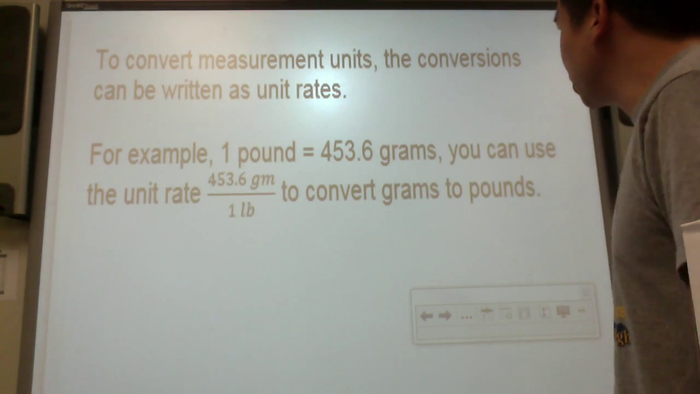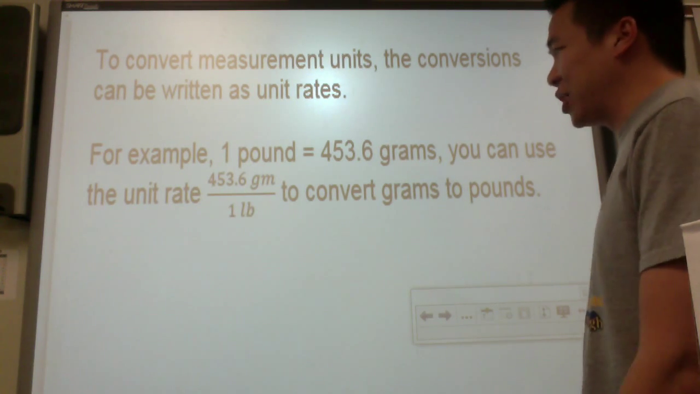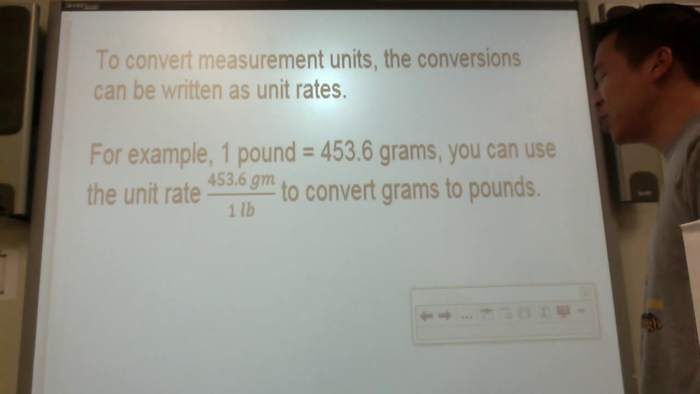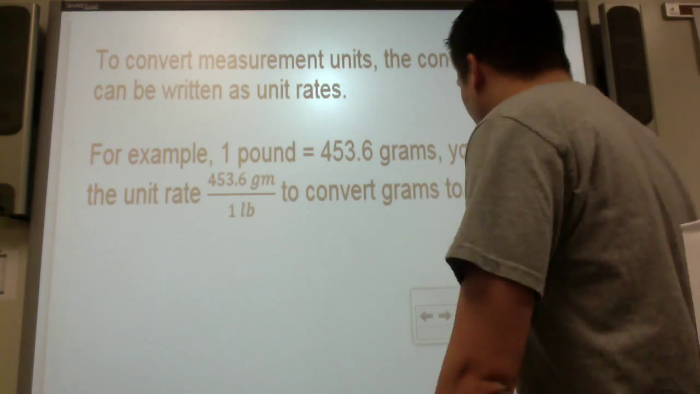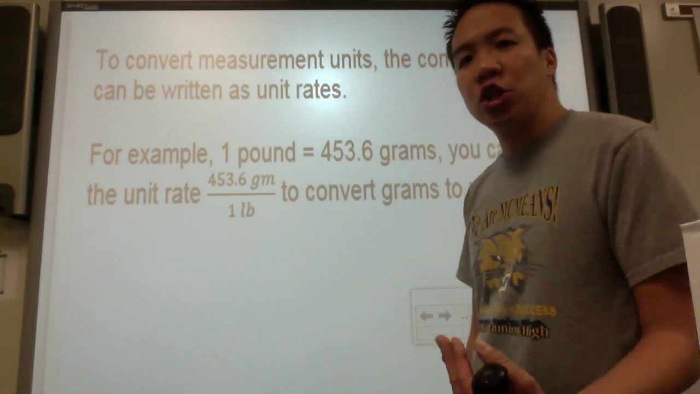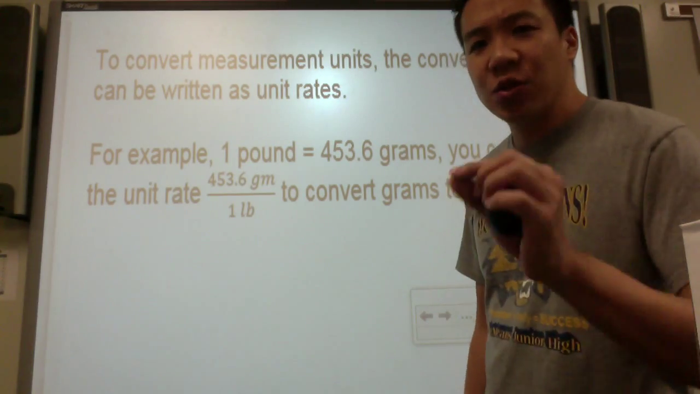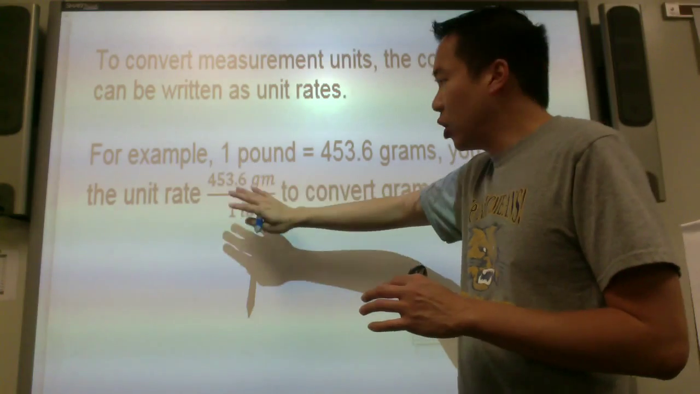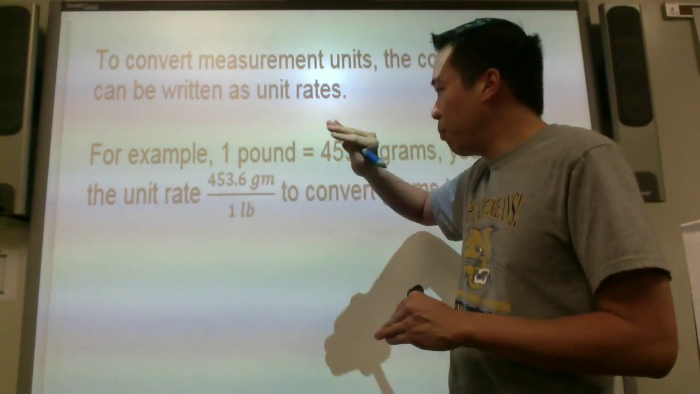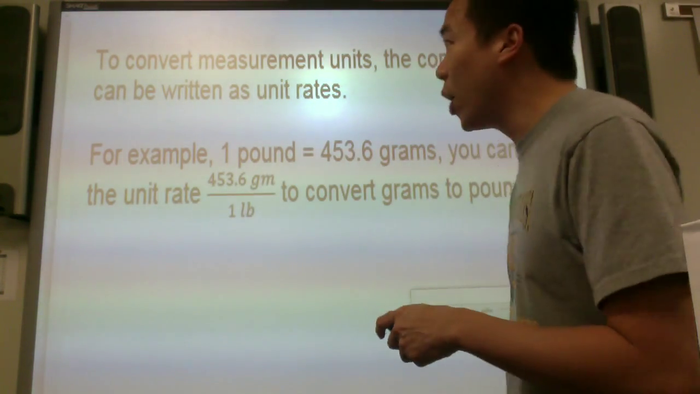To convert measurement units, the conversions can be written as unit rates. For example, 1 pound equals 453 and 6/10 grams. You can use this unit rate to convert pounds to grams. So what is a unit rate? It's when the denominator has a 1. It's calculating how many of this goes into this 1 unit, per pound, for each 1 pound.